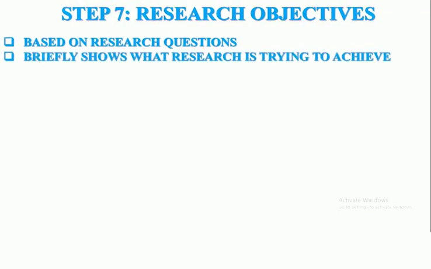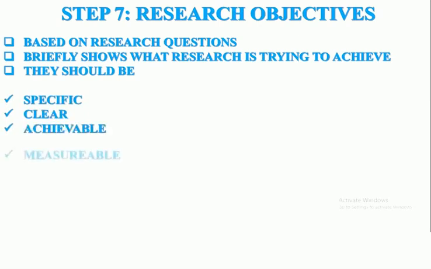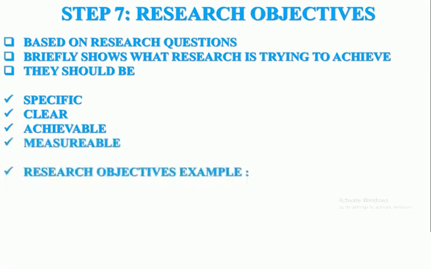Next we have research objectives. They are based on your research questions, which we discussed in the previous step. Research objectives briefly show what the research is trying to achieve. In simple words, they should be specific, clear, achievable, measurable, and so your research objectives should cover these four points.